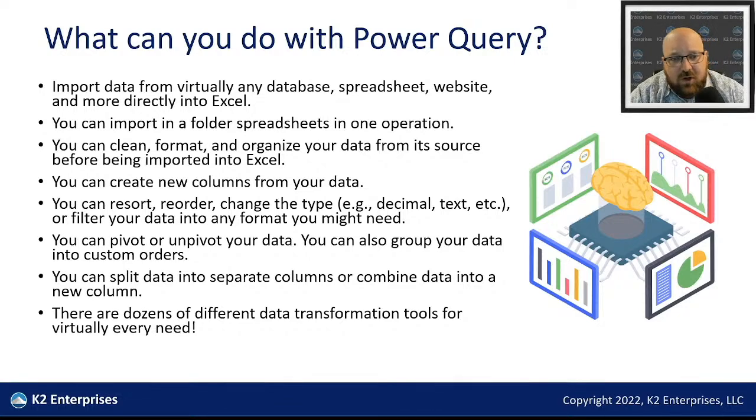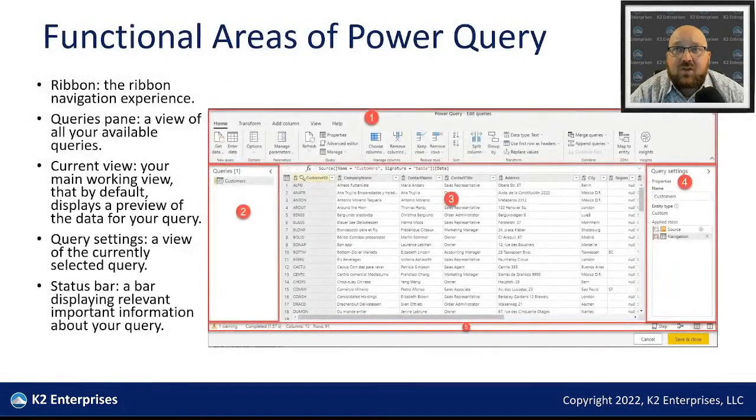You could resort, you could reorder, you could change the data type, you could change something from being date time to date. You could separate out just the time. You could filter your data to whatever level of specificity you might need. You could take data that's summarized in a pivot table and unpivot it, even if you don't have access to the underlying data itself. You can group your data. You could split it, combine it, literally any type of transformation you might want to do, you can do in here. And this tool is 100% the same between Excel and Power BI.